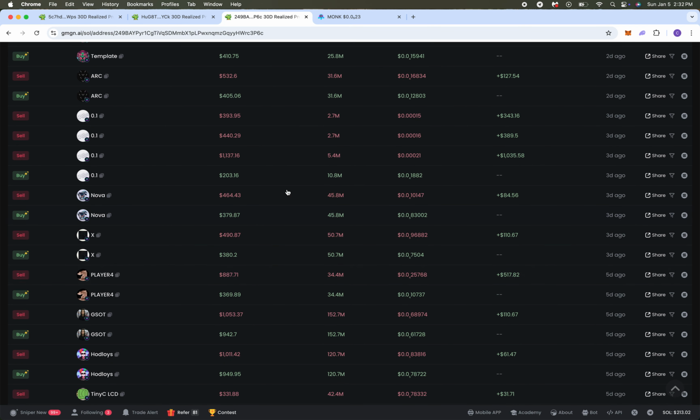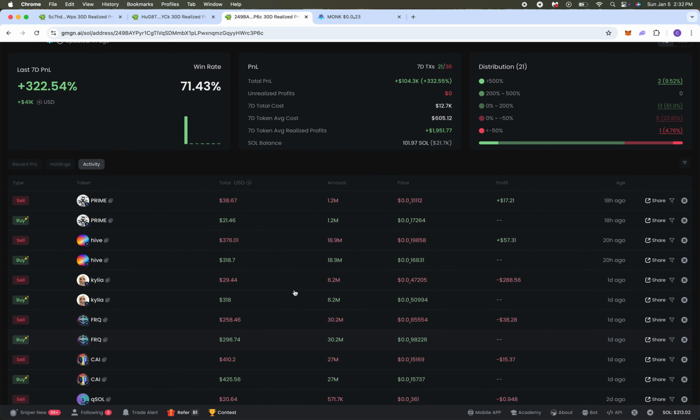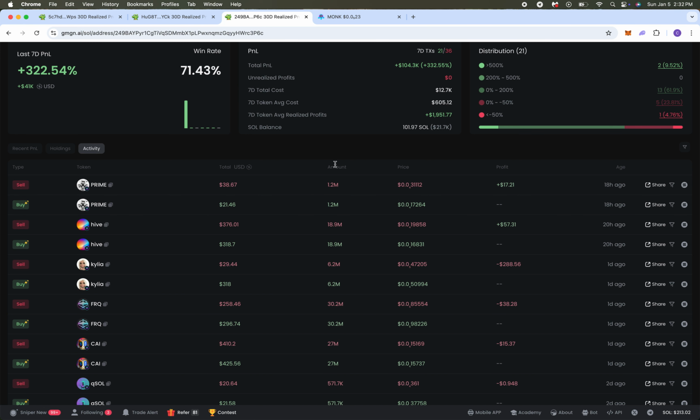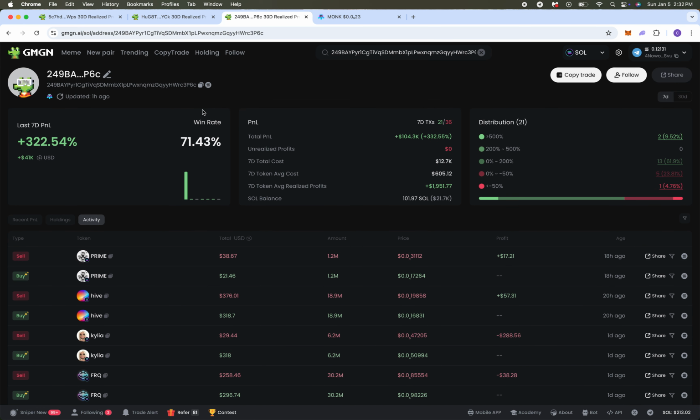So what's the pattern here? Now we have a bit of back and forth, and nothing happens. So I do expect a big trade to come. So I will put a copy trade on this guy.